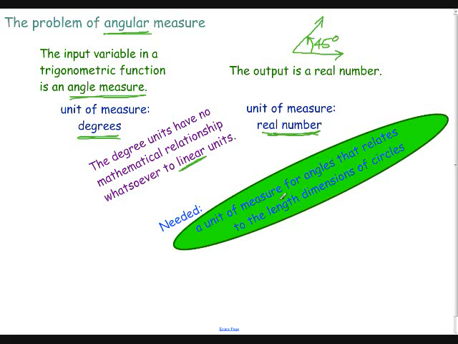We need a unit of measure for angles that relates to the length dimensions of circles, so that I can talk about the circumference, I can talk about the radius. It's going to be very important.